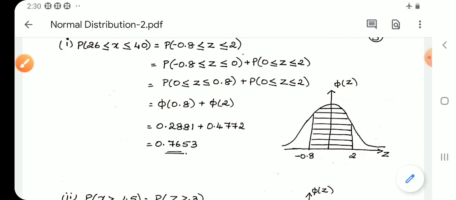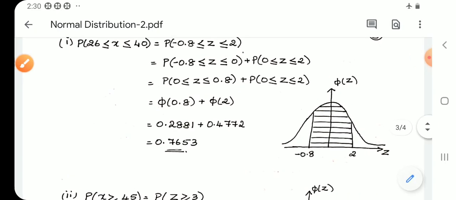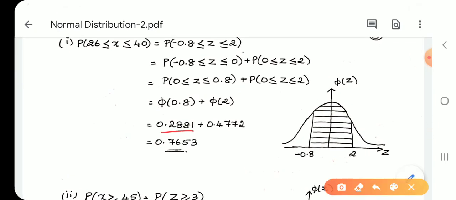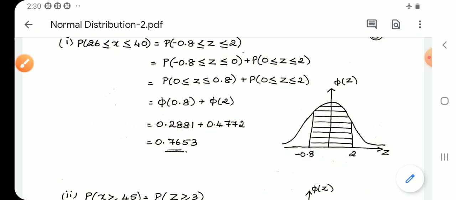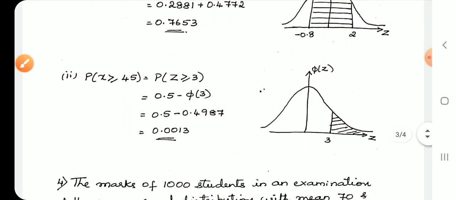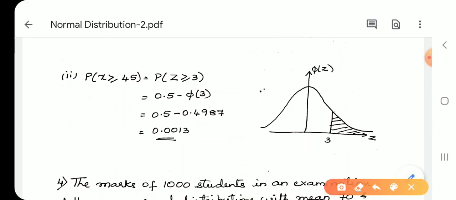So Φ(0.8) is 0.2881. Φ(2), using the probability table, we get 0.4772. When both are added, we get the answer as 0.7653.